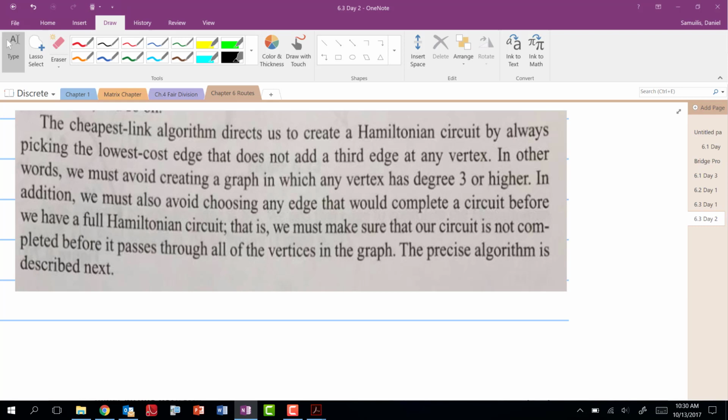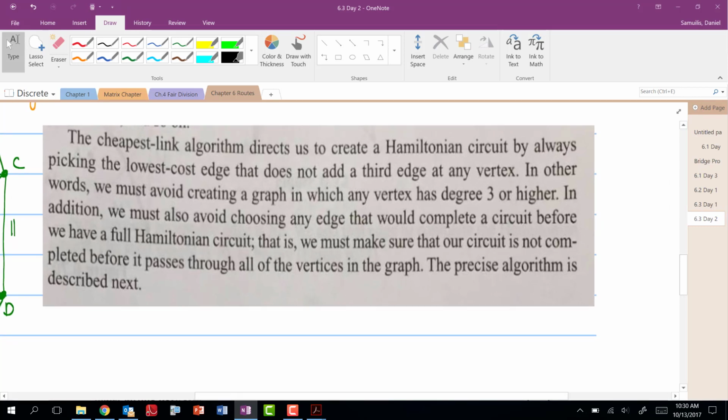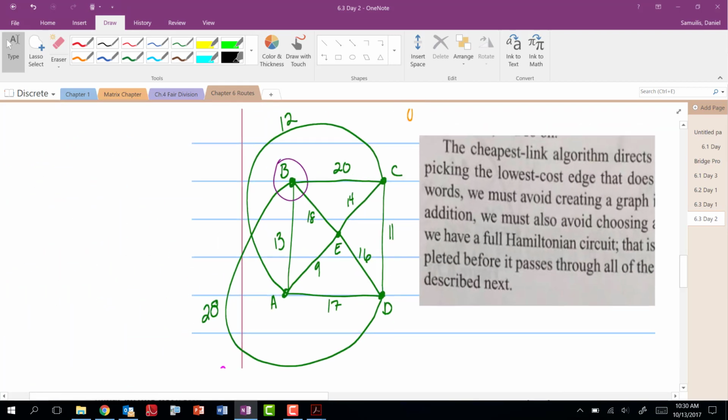About 2 minutes? Okay, so looking at this, I'm giving the book props again. The cheapest link algorithm directs us to create a Hamiltonian circuit. This just says the same thing that we just said, to hammer down the point of what you have to do: pick the lowest cost edge that does not add a third edge to any vertex, hence degree 3, and also avoid completing a circuit before all your vertices are involved. Okay, so that's what we've got to do.